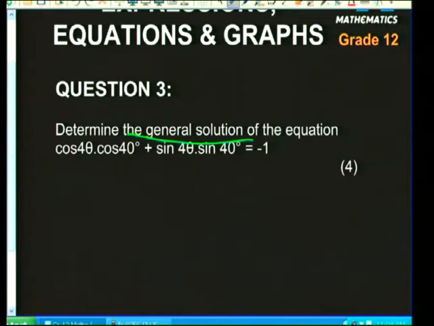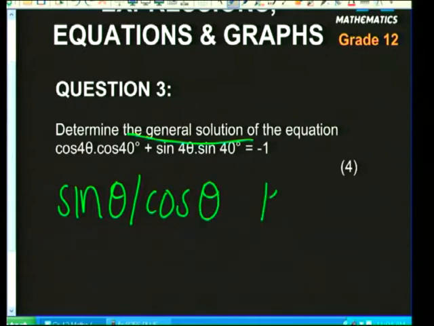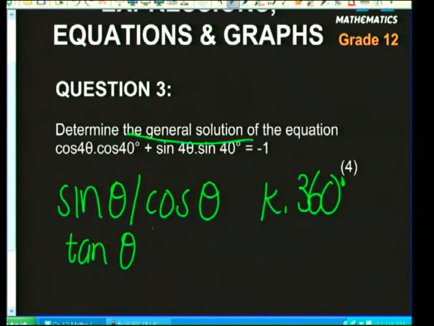Now guys, general solution, remember that sine theta and cos theta is always plus k 360 degrees, and that tan theta is always plus k 180 degrees. The reason for this is that, remember, the period of a sine and cos graph is 360 degrees, and the period of a tan graph is 180 degrees. So let's continue with the question.